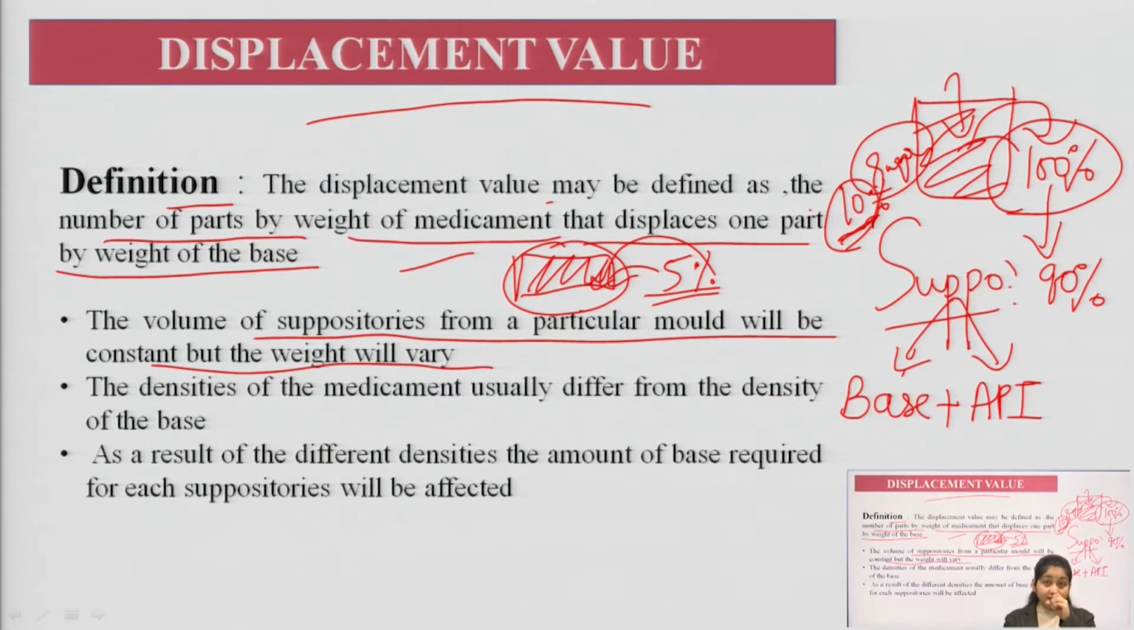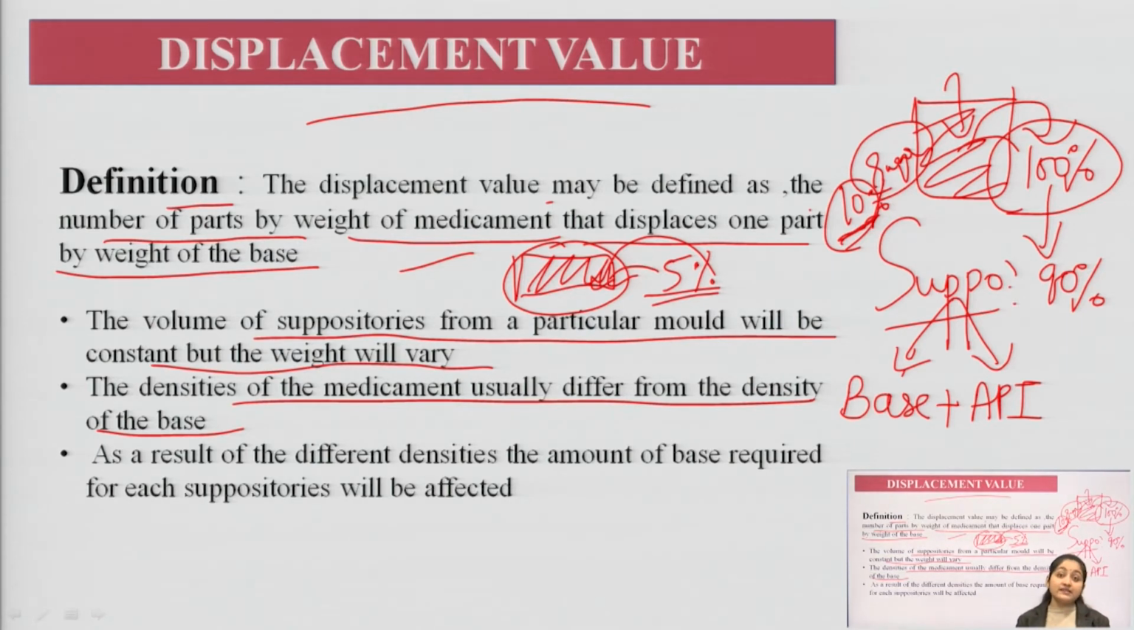However, if you have added a certain amount of API into it, now the weight is definitely going to vary. So here the displacement value is very important, and the displacement value will always make the weight change while the volume will always remain unchanged. So the density of the medicament usually differs from the density of the base. Obviously it is going to happen, the density has no relation.